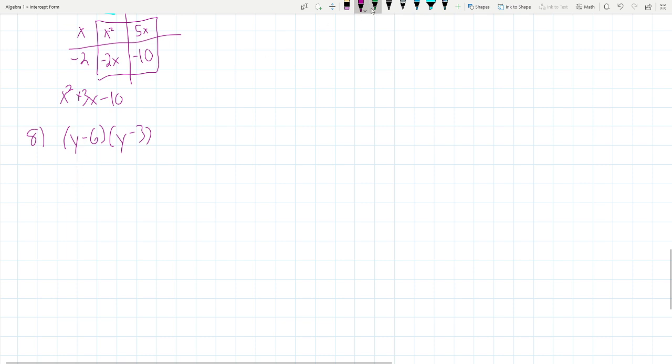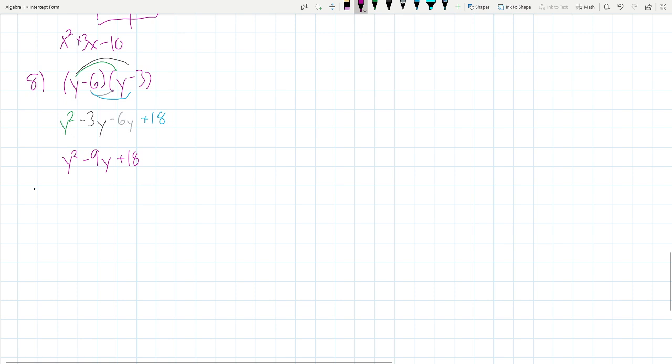Alright, so let's see. I'll start with FOIL. So y and y makes y squared. Y and negative 3 makes negative 3y. Negative 6 and y makes negative 6y. Negative 6 and negative 3 makes positive 18. Combine like terms and I get y squared minus 9y plus 18.